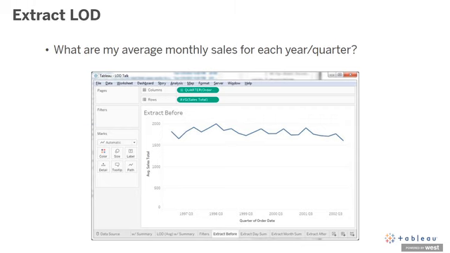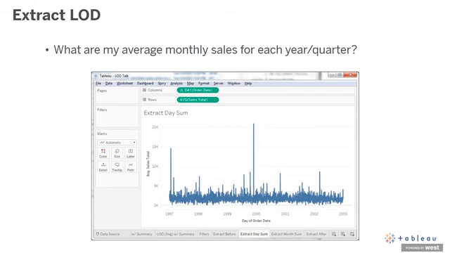It might look like that's what I'm asking, but it's not. What I'm actually asking, because again, we have to think about where the row-level detail is, it's daily. So this isn't showing me average monthly sales. It's showing me average daily sales, right? And we can verify that if we look at the daily information, right?